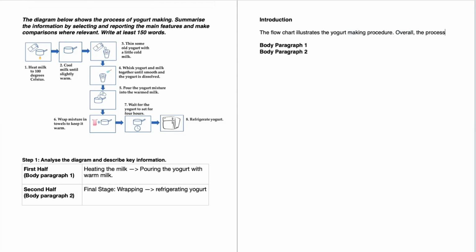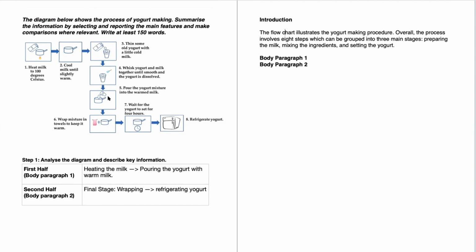Overall, the process involves 8 steps, which can be grouped into 3 main stages: preparing the milk, mixing the ingredients, and setting the yogurt. And let's just talk about this here. So instead of saying diagram, I've said flow chart. And instead of saying shows, I've said illustrates. And the process of yogurt making, I've basically just flipped it into saying the yogurt making procedure. Now, I talked about the 8 steps, and I grouped it into 3 main stages, sort of like what we talked about when we analyzed the diagram.